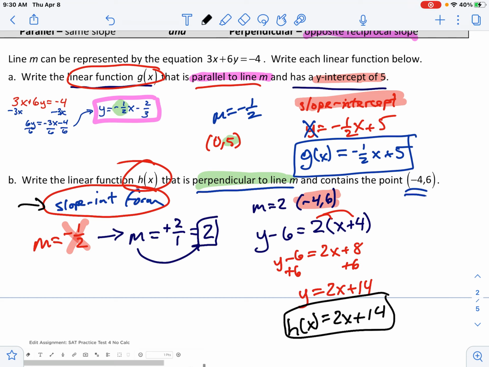So perpendicular, opposite reciprocal slope, you need a slope, you do the opposite reciprocal, then you do the equation like we've been doing for this entire section.